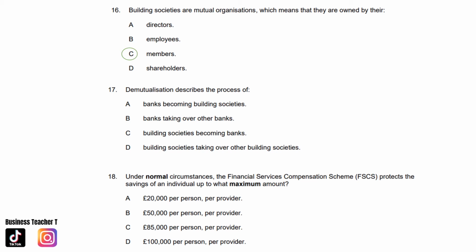And the answer is C. Building societies becoming banks. Question 18. Under normal circumstances, the Financial Services Compensation Scheme protects the savings of an individual up to what maximum amount? A. £20,000 per person per provider. B. £50,000 per person per provider. C. £85,000 per person per provider. Or D. £100,000 per person per provider.